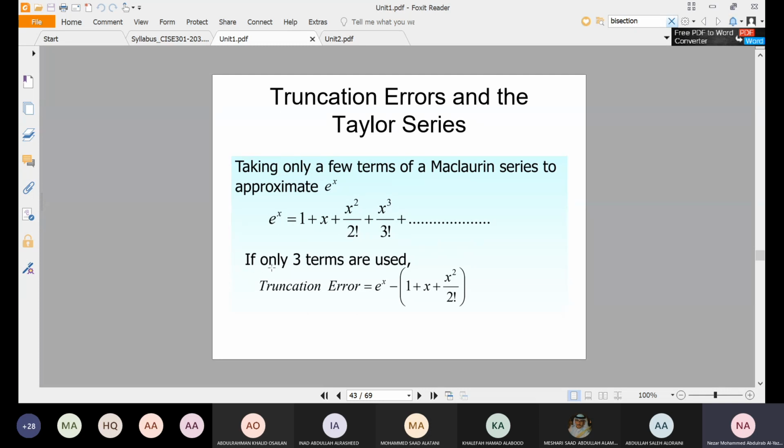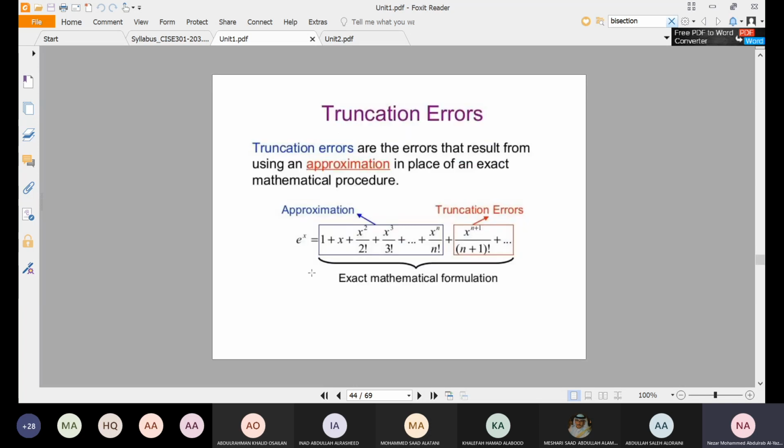So for example, if we only take 3 terms for our approximation, the truncation error is equal to the exact solution, or the true value, minus our approximation. Or we call this the remainder later in this lecture. So this is the approximation and this is the truncation error that we have.